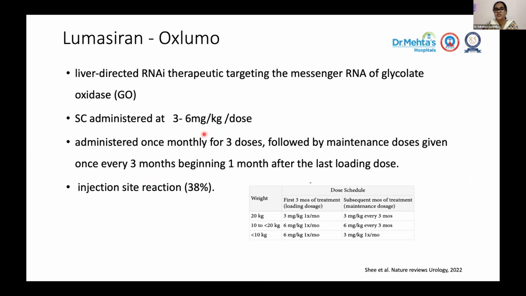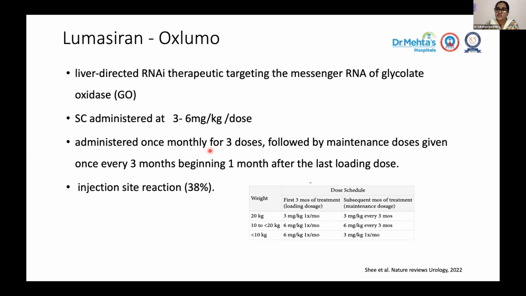So what does lumasiran do? Lumasiran is a liver-directed RNA therapeutic targeting the mRNA of glycolate oxidase. So when this is done, it takes over the function of glycolate oxidase and reduces the oxalate production downstream of that oxalate metabolism.